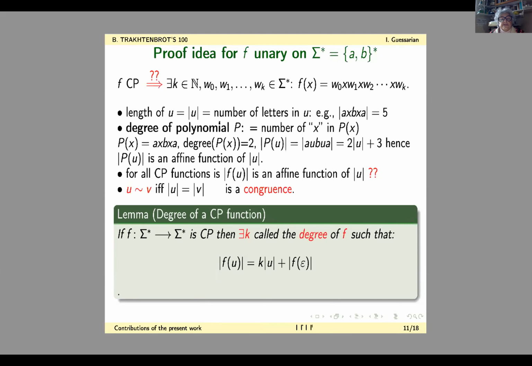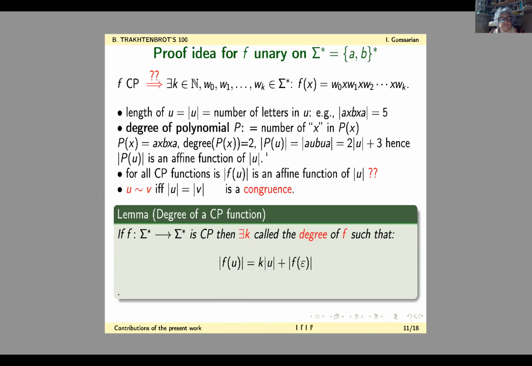If P is a polynomial, it has a degree. The degree is the number of x's in P of x. For instance, if P of x is AXBXA, the degree of P of x is 2 because there are 2 x's, one here and one here. And the length of P of u is the length of AuBuA. It's twice the length of u plus 3. So the length of P of u is an affine function of the length of u.